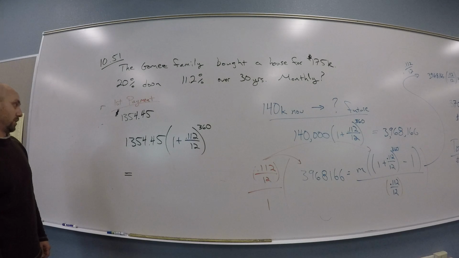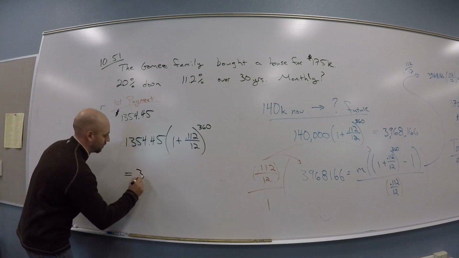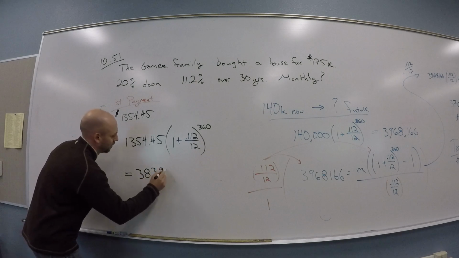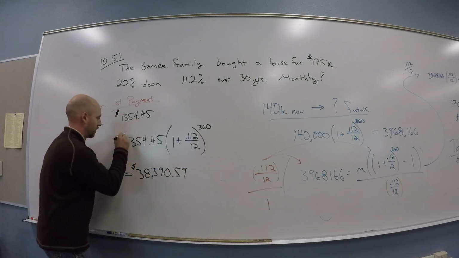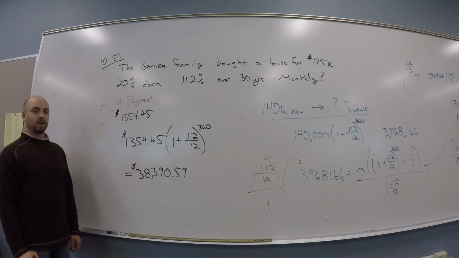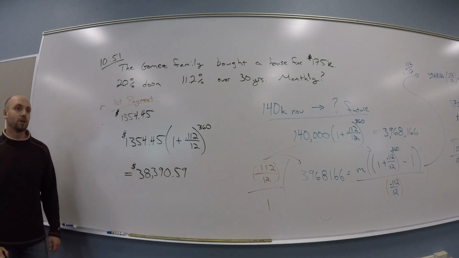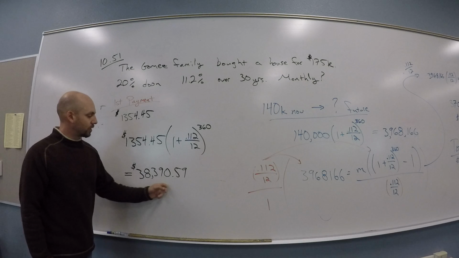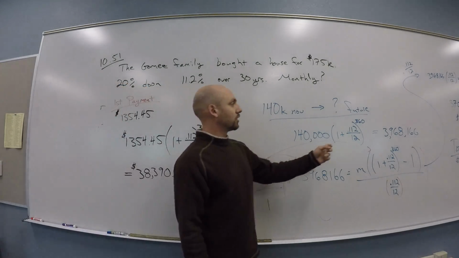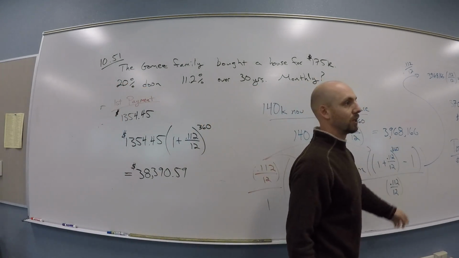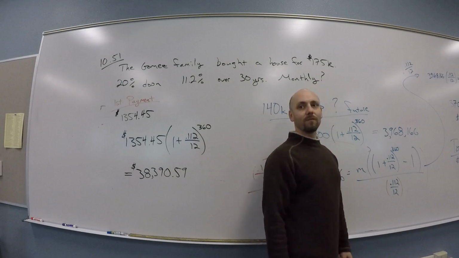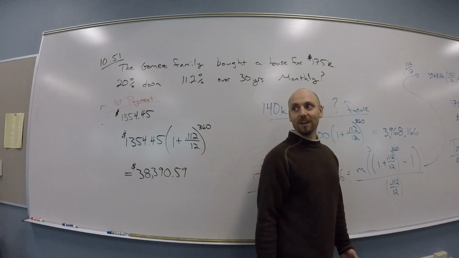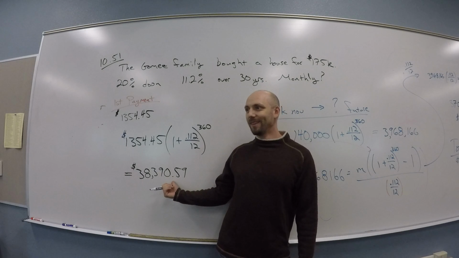$40,000? No. $38,390 and 59 cents. Yeah, that's what I got. So your first payment knocks $38,000 off of that $4 million number. You guys see that? That's why they say that first payment pays mostly interest, right? Because that first payment paid, that's huge.